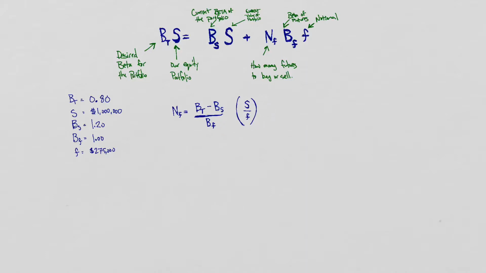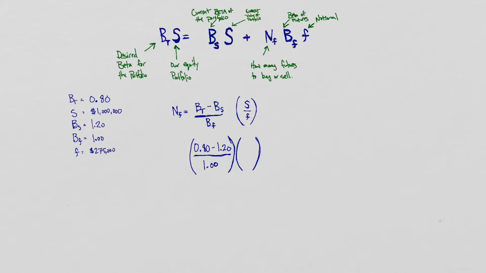So plugging these numbers in, a target beta of 0.8, which is less than what the current portfolio beta is, and with a futures beta of 1, we need to scale that position. The futures beta of 1 is there because we've got a futures contract on the S&P 500. If we were going to use a different futures contract not on the S&P 500, that number may not be 1. It may be a different beta depending on what the underlying is.